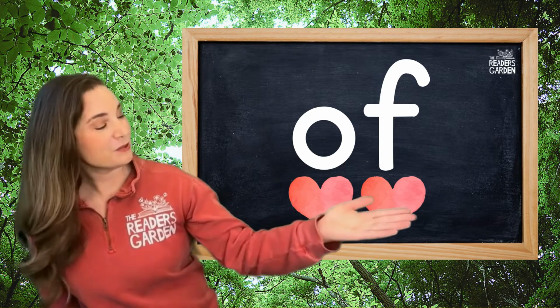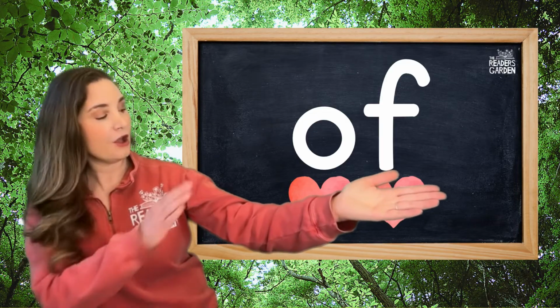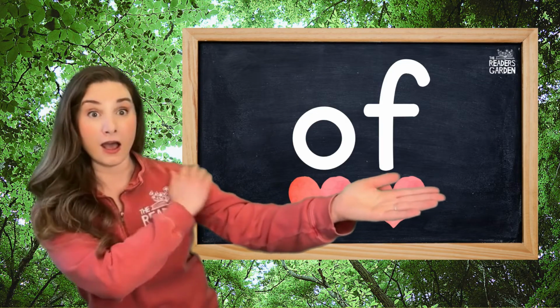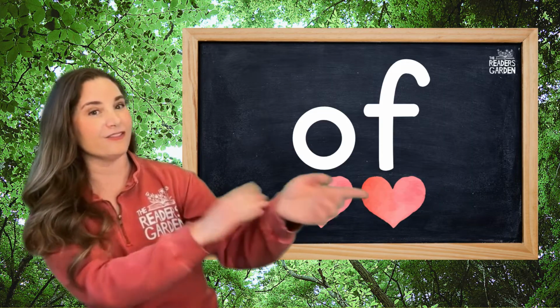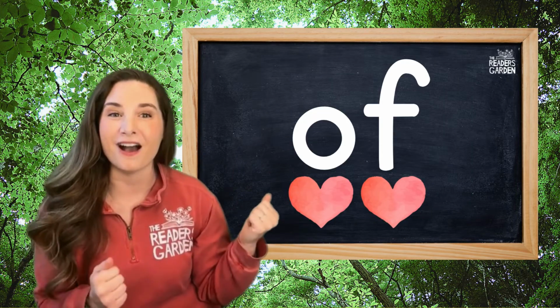So both parts of this word are irregular, which means we definitely need to know it by heart. Let's practice spelling it on our arm. O-F, of. Again, O-F, of. And that is the word of.